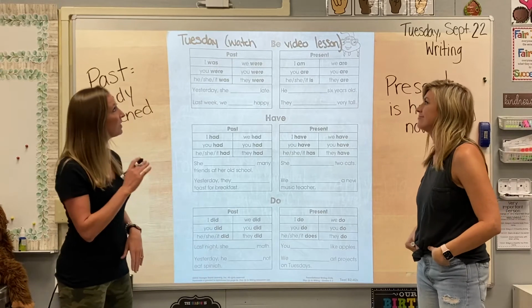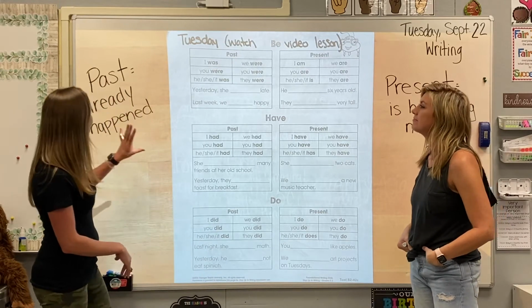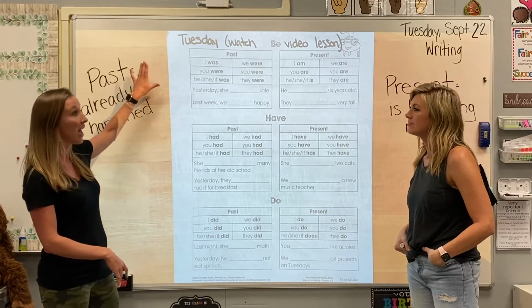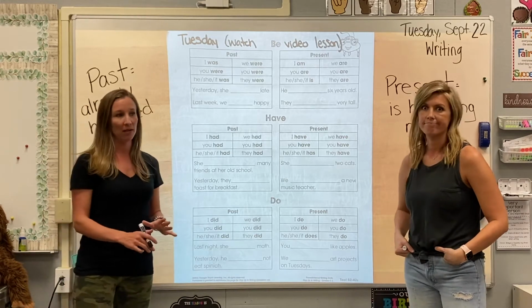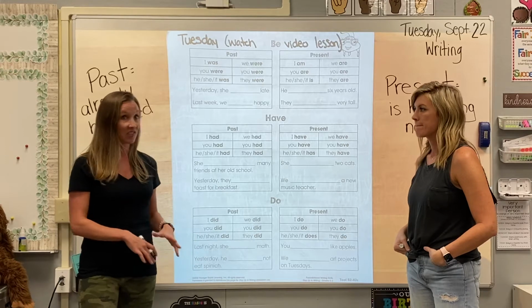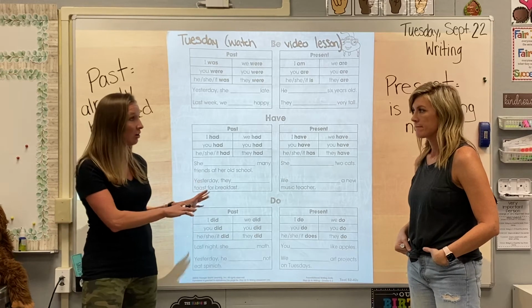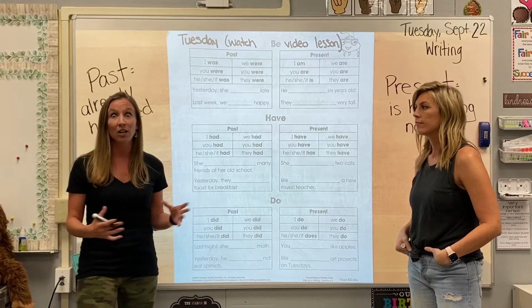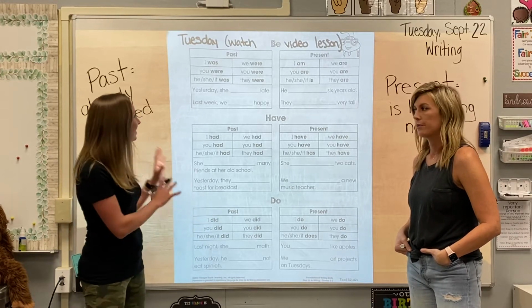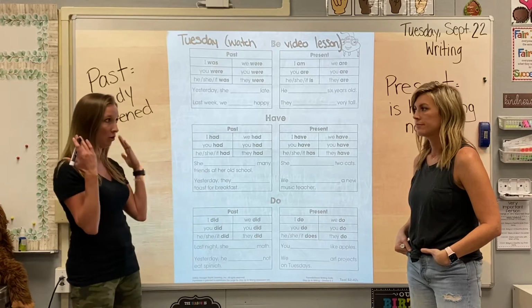All right. So Mrs. Grant, I want to talk to you about what it means to have something that has happened in the past. Okay? The past means that it already happened. Now, that could be like a second ago when I started this video, but it could also mean yesterday or a year ago or 100 years ago. Past is anything that has already happened.